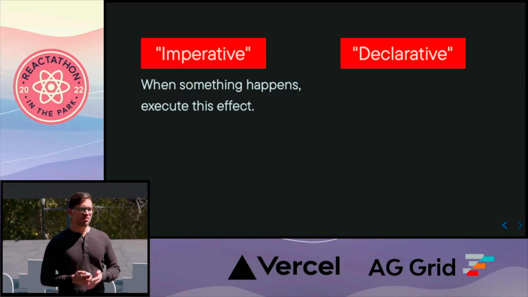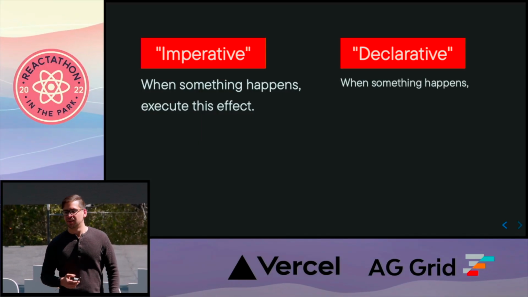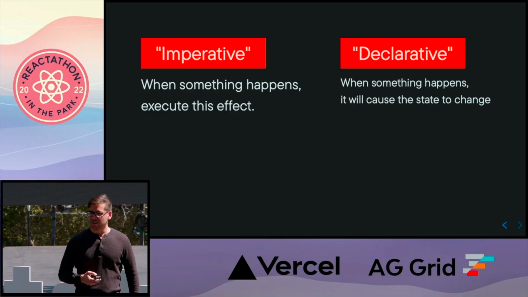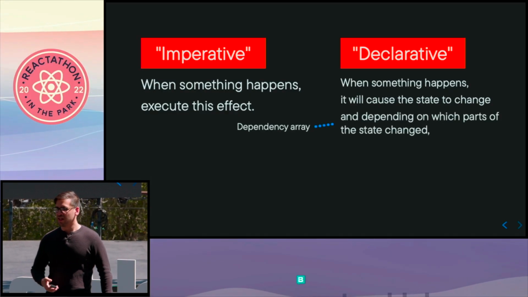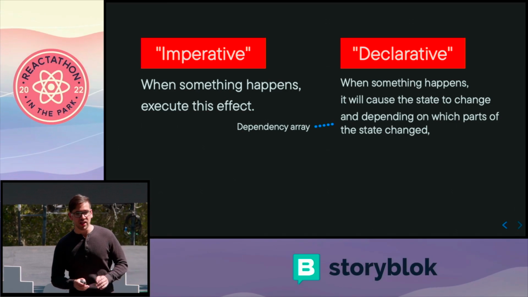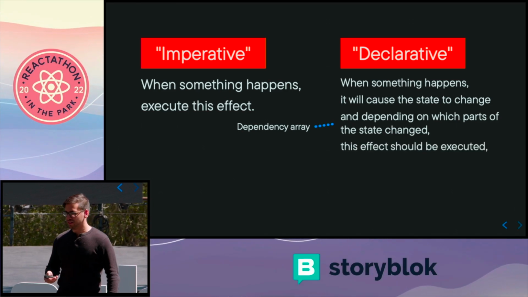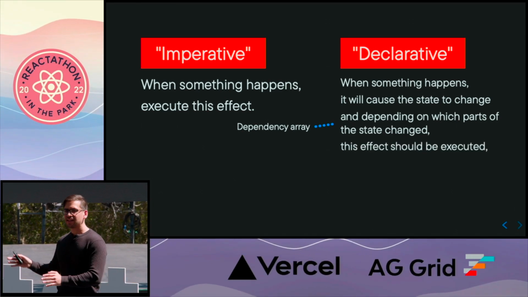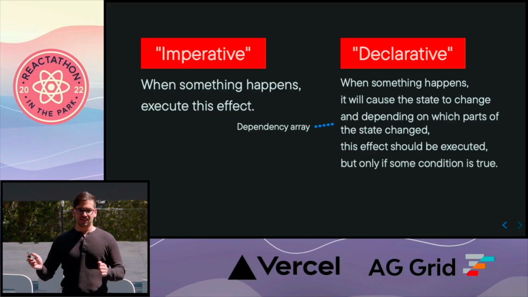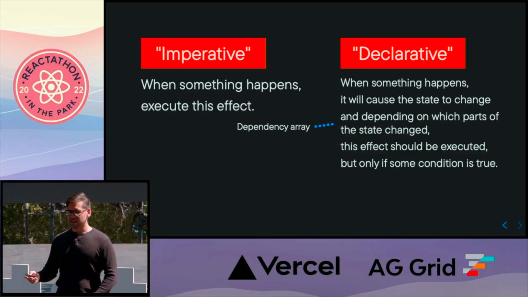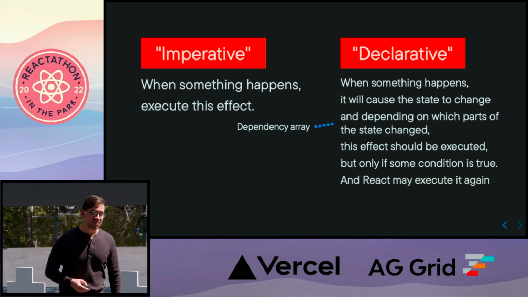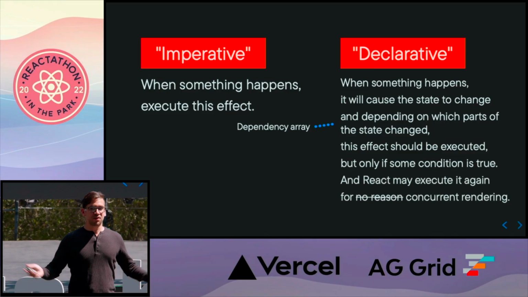So what's the declarative approach of useEffect? Well, when something happens, it will cause a state to change, or props to change, or something in the component to change. And depending on which parts of that state changed, which is a dependency array, this effect should be executed, and that should only happen if some condition is true. You see how confusing that is? Oh, also, React may execute it again because of concurrent rendering.